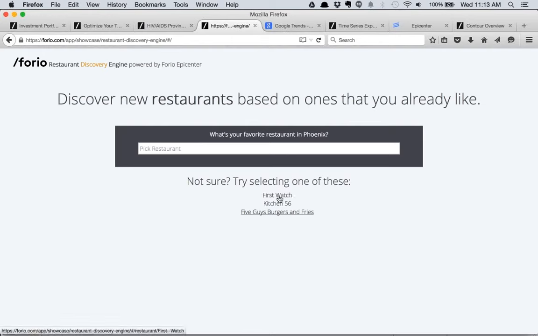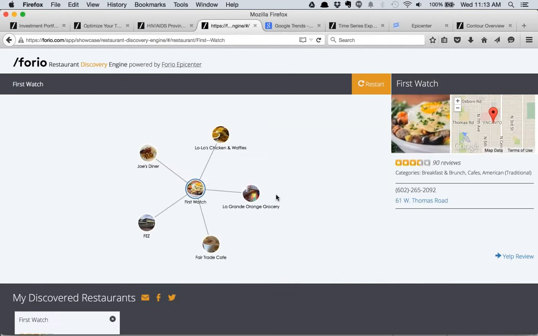And what we can do here is look at recommendations from Yelp in this case. Let me refresh this because I think I had this sitting here for a while. What I can do, for example, is look at a restaurant called First Watch. And if I like that restaurant, what I'm trying to do with this is to discover restaurants that are like First Watch that I might want to go to that I've never been to before.